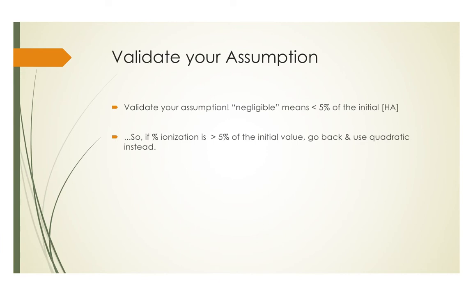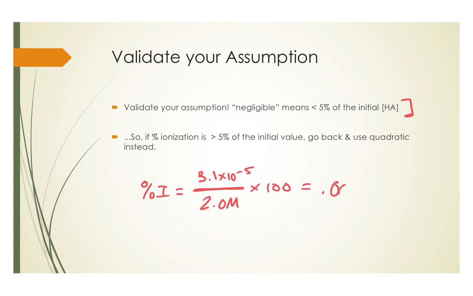All right, so let's validate our assumption. Negligible means less than 5%. So we go back, and our equilibrium concentration of H+ was 3.1 times 10 to the negative fifth. Our initial concentration was 2.0 molar. Dividing and multiplying by 100, we get 0.00155%, which is way less than 5%, so our assumption is valid here.